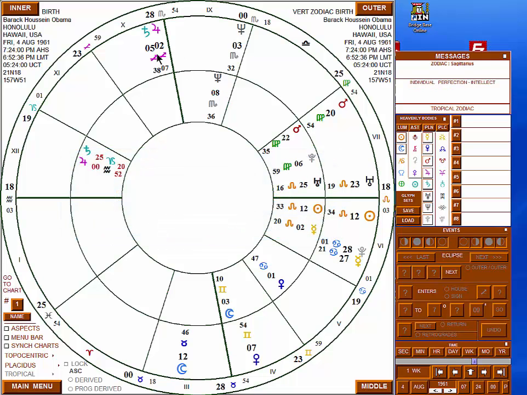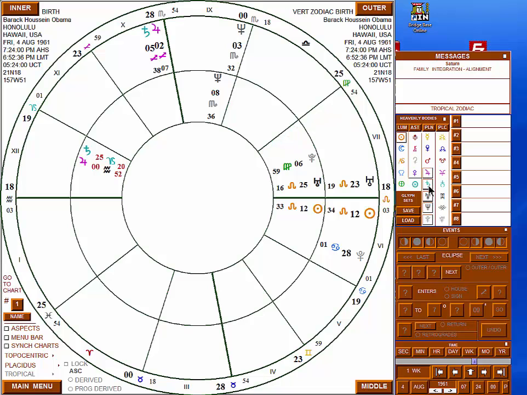I'm only interested again in transiting Saturn, going through President Obama's 10th house and making contact with his vertical zodiac Jupiter and his vertical zodiac Saturn. So I will take out all the planets but the Sun, Jupiter, Saturn, and that's it. So now all you have here is Sun, Saturn, natal Jupiter, vertical zodiac Jupiter, vertical zodiac Saturn.